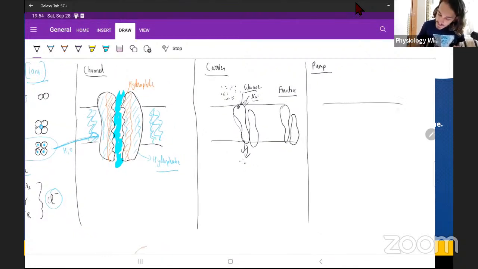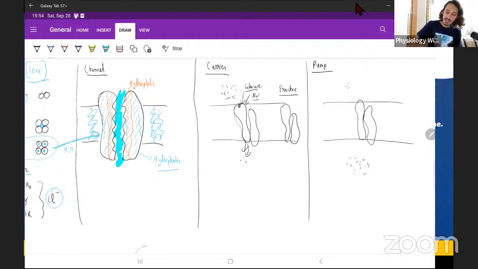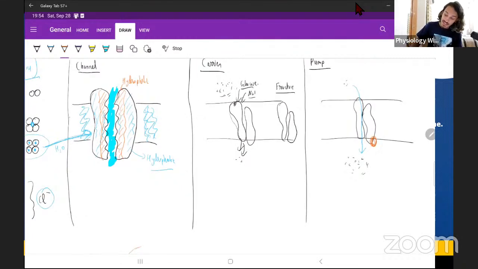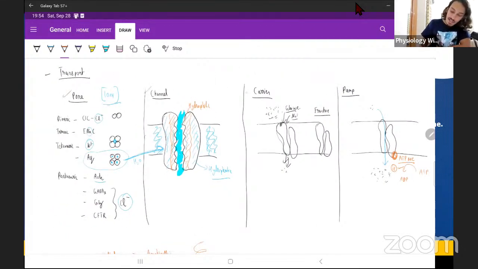On the other hand, a pump is a protein substance on the membrane which goes against the concentration. From a lesser area, it can go against the concentration and put it somewhere. But since it is going against the concentration gradient, it requires ATP. And it will have an area for ATPase where energy from ATP will be used to carry this out. So this is the difference between a pore channel, a carrier, a pump.